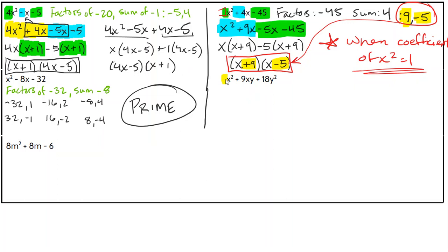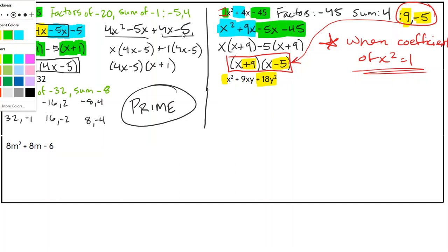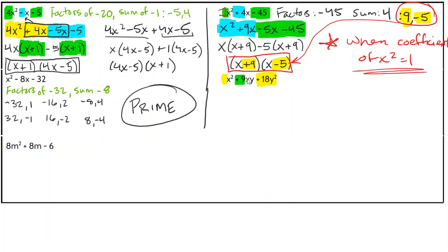So here I'm looking for my coefficient of x squared, which is just 1, and then my last term, which is 18y squared. And I'm also looking at my middle term, which is plus 9y. So we're basically doing it the same and thinking about everything that's going on around those x's. Now we want factors of 18y squared with a sum of 9y. So ignore the y's for a minute. Factors of 18 that add up to 9.